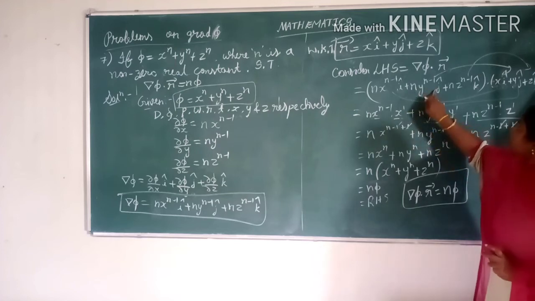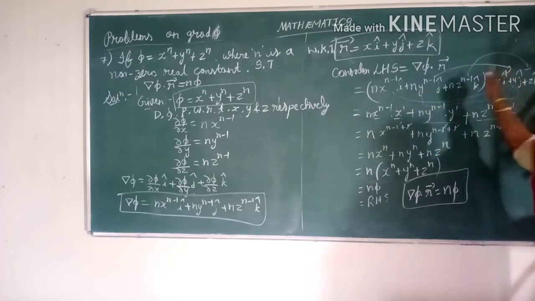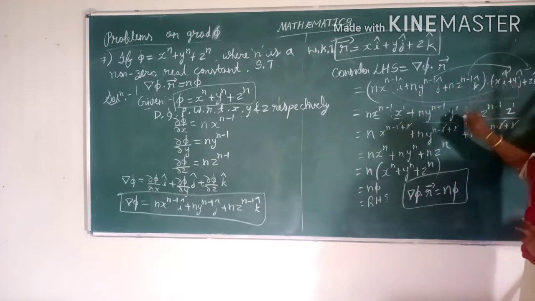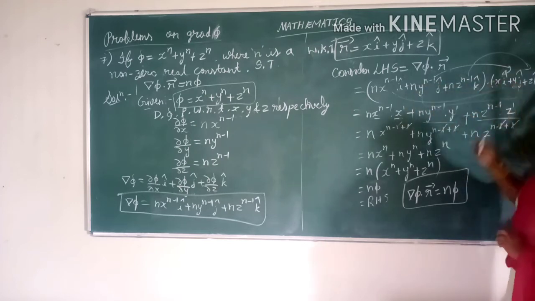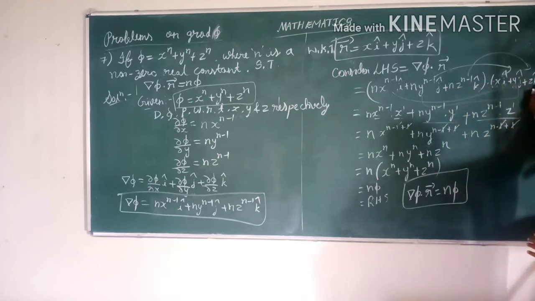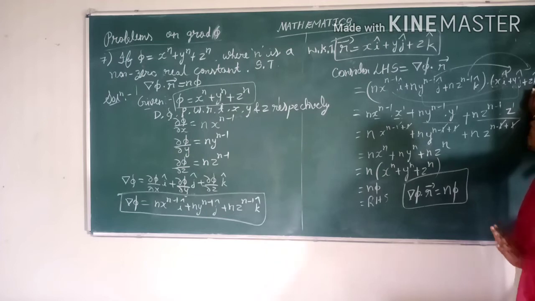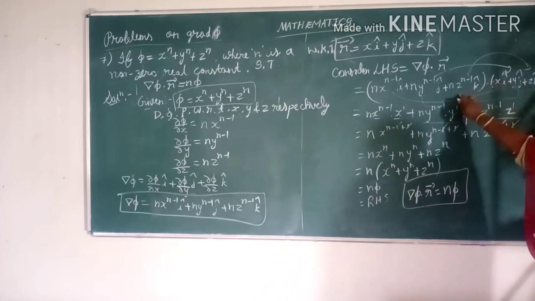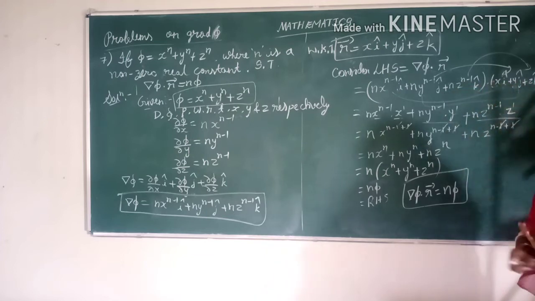Similarly, plus multiply the j coefficient to j coefficient only. n into y to the power of n minus 1 into y to the power of 1. j dot j is 1. Plus similarly, multiply the k coefficient to k coefficient. Multiplication here is the dot product. Here k dot k is 1. n into z to the power of n minus 1 into z to the power of 1.